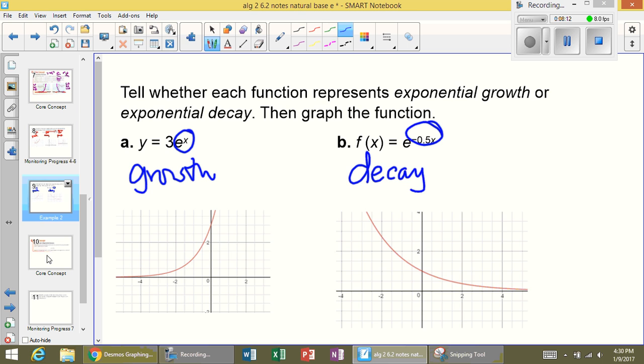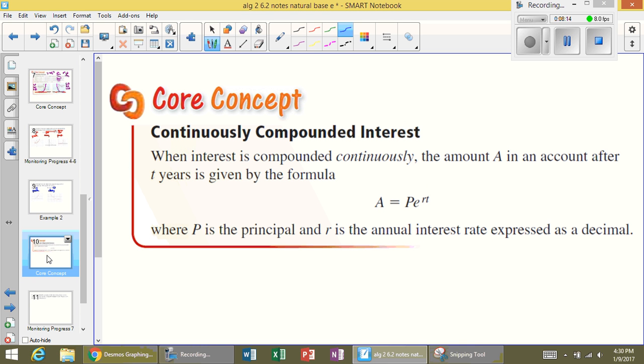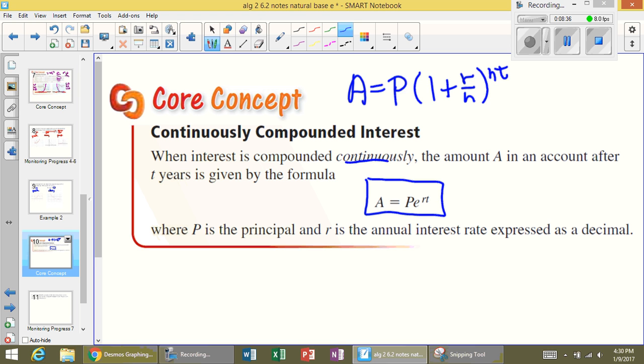Okay, moving on to slide number 10, our core concept. So previously we learned about this formula. A equals P times 1 plus r over n to the nt power. And that's when it was compounded once a year, twice a year, 4 times a year, 365 times a year if we're talking about daily compound. But this is when it is compounded continuously. So faster than you can think, it has been compounded. And that's why this number e is so important to us.